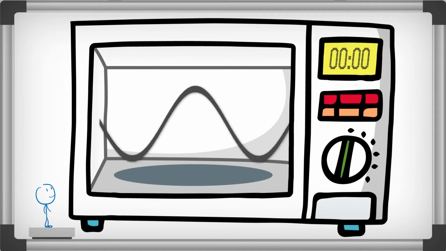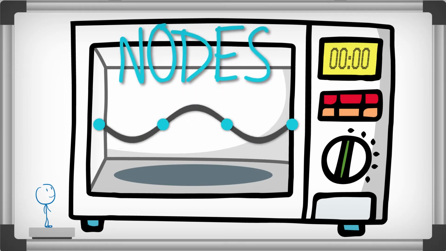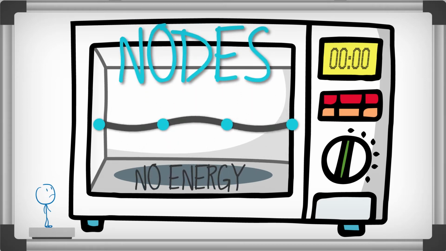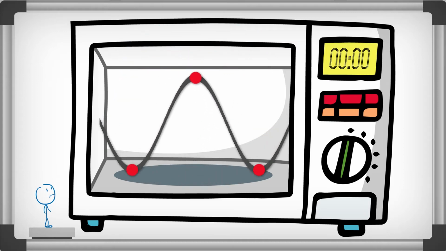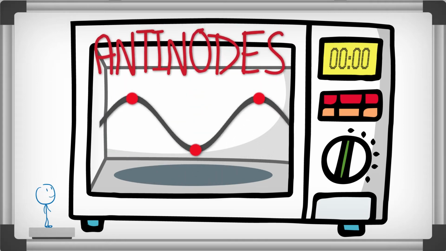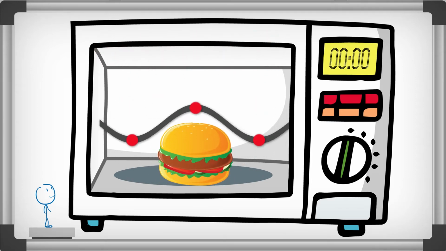You can easily notice that the disturbance of the wave at these points is zero. These regions are called nodes, which have no energy at all, so they don't cook our food whatsoever. You can also notice that the disturbance is greatest at these points. Well, these are called antinodes, and these have the most energy. It is at these regions where our food gets cooked the most.